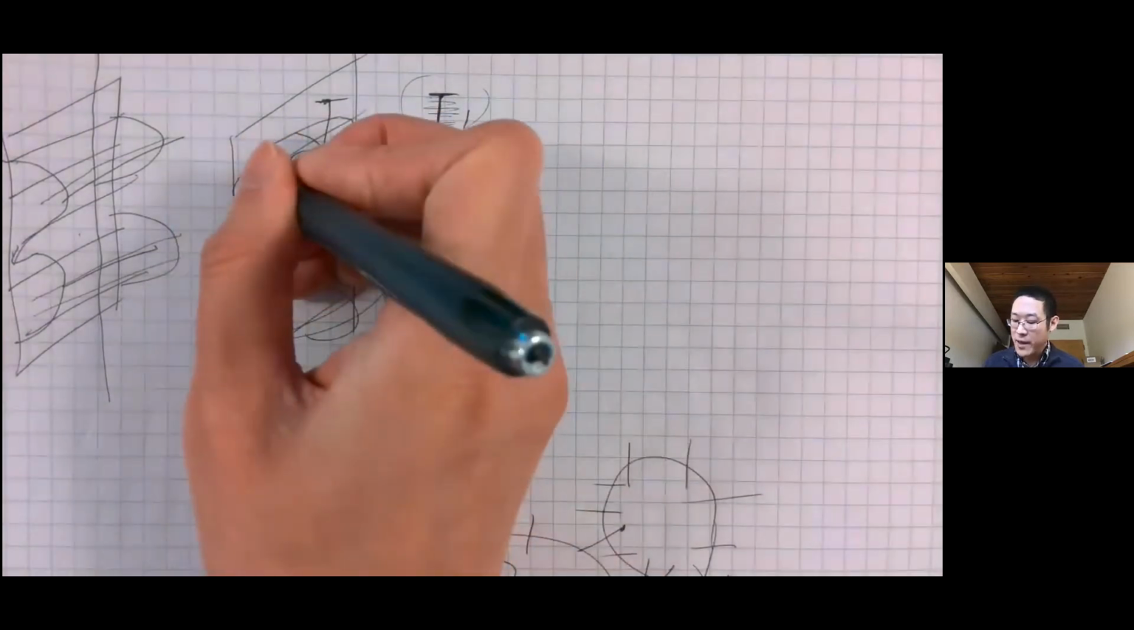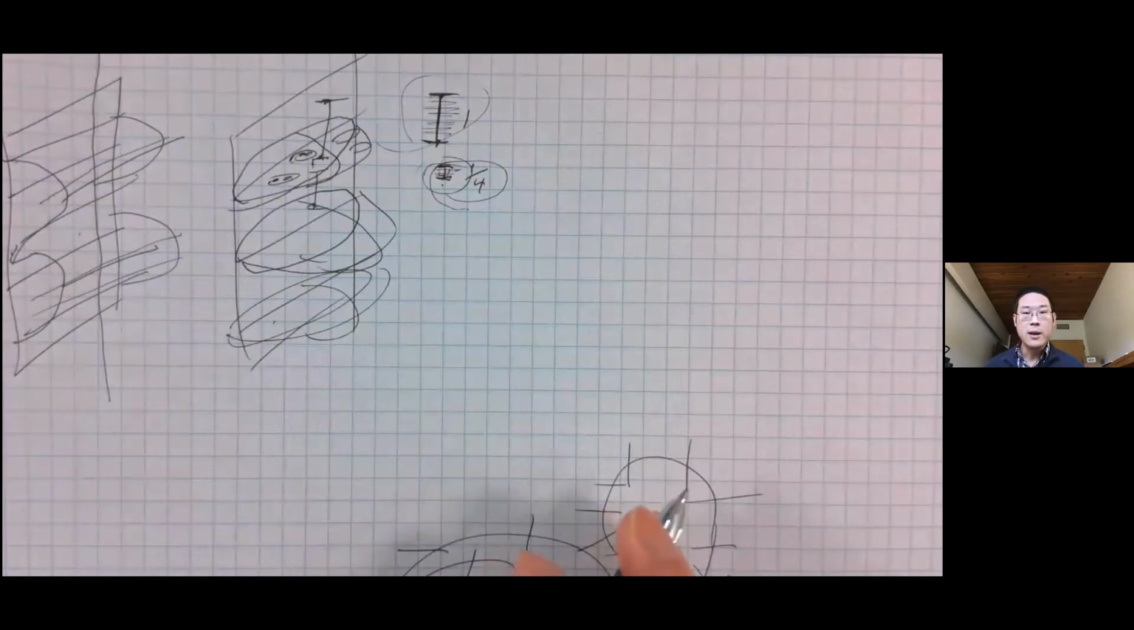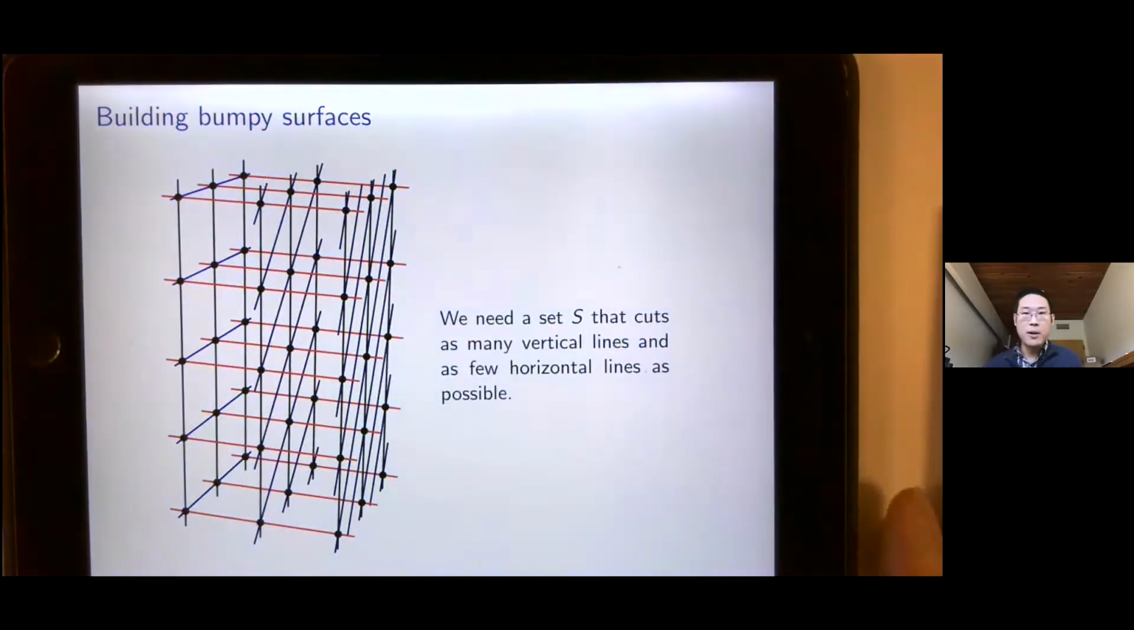And then on top of that, we'll add even smaller bumps that are tilted a little bit more, and so on and so forth, until after logarithmically many layers of bumps, we've added enough bumps to separate all the vertical lines of scales between 1 and the size of the ball. And in fact, that's what we do.